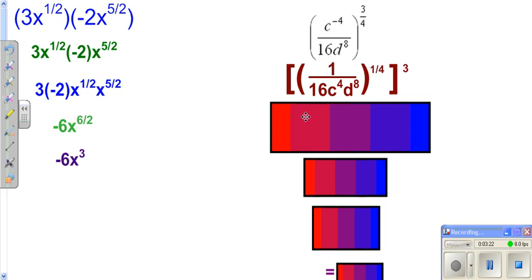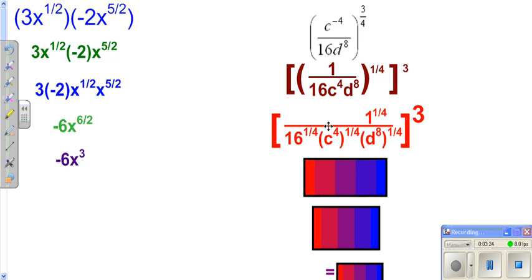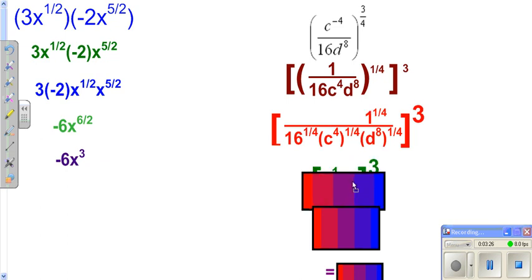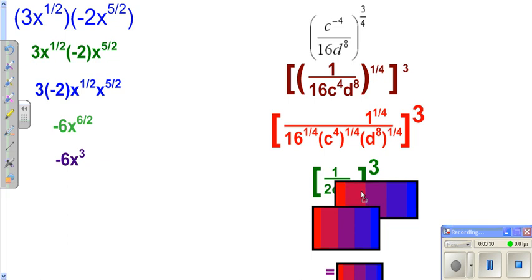So now I'm going to apply my 1/4 power to each thing on the inside. Well, 1 to the 1/4 is just a 1. Fourth root of 16 is a 2. Exponent raised to an exponent, so multiply your exponents, and you get 4 times 1/4 is 1. Here you got an exponent raised to an exponent. You multiply them, you get 2.